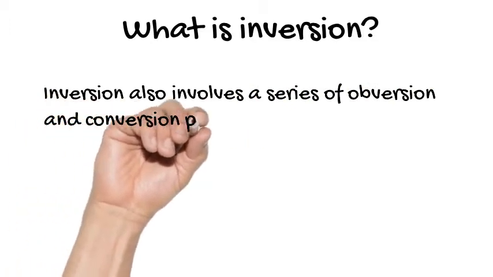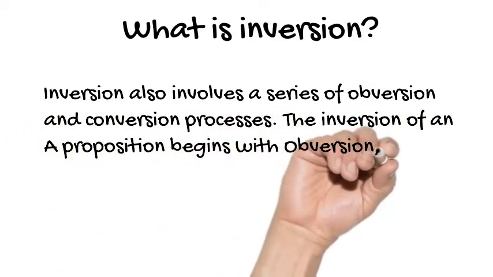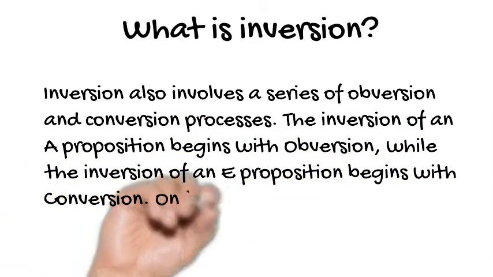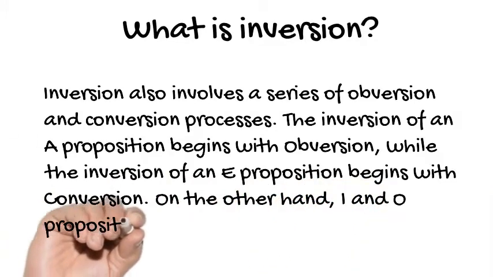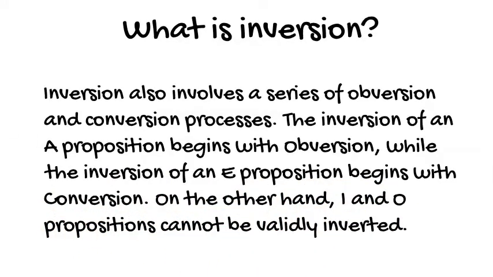Inversion also involves a series of obversion and conversion processes. The inversion of an A proposition begins with obversion, while the inversion of an E proposition begins with conversion. On the other hand, I and O propositions cannot be validly inverted.